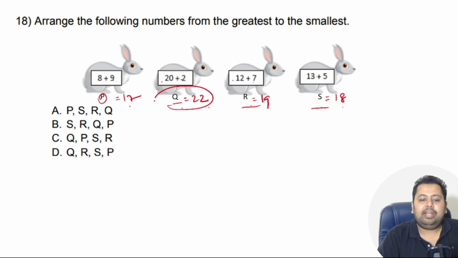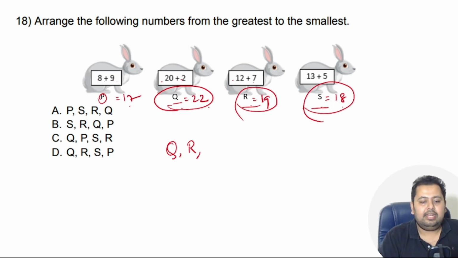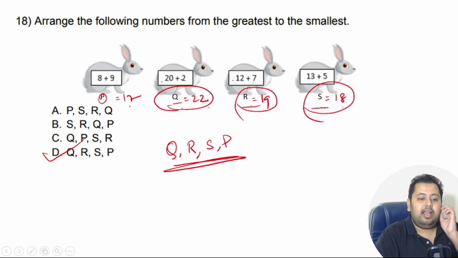We know 22 is the highest among all the numbers. So Q comes first, then comes 19, so R is next, then comes 18, S, and then P. So this is QRSP. Option number D is the correct answer. I hope you got it right. If you did, give yourself a star.